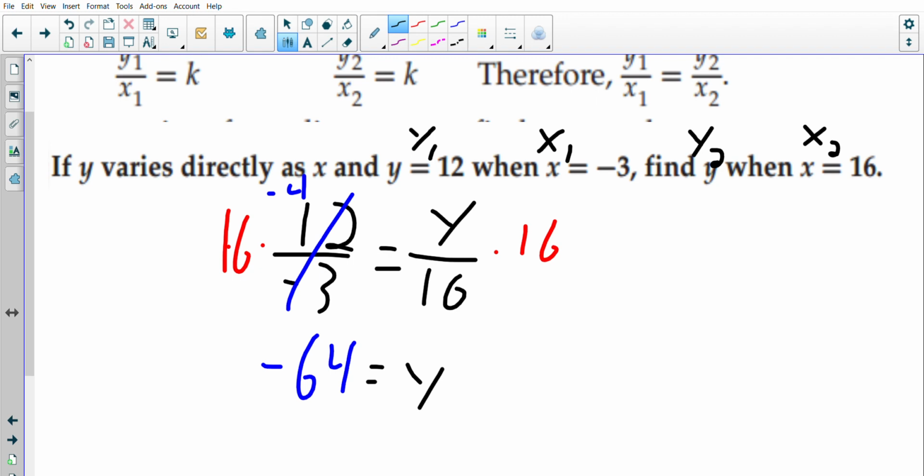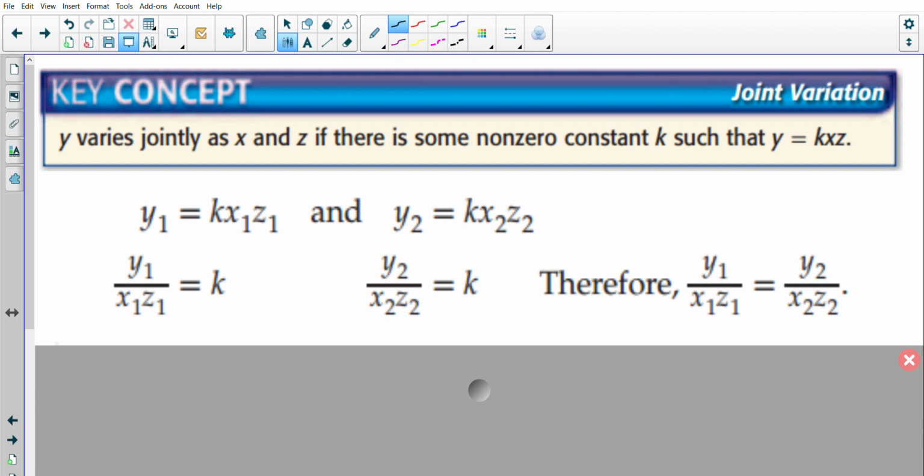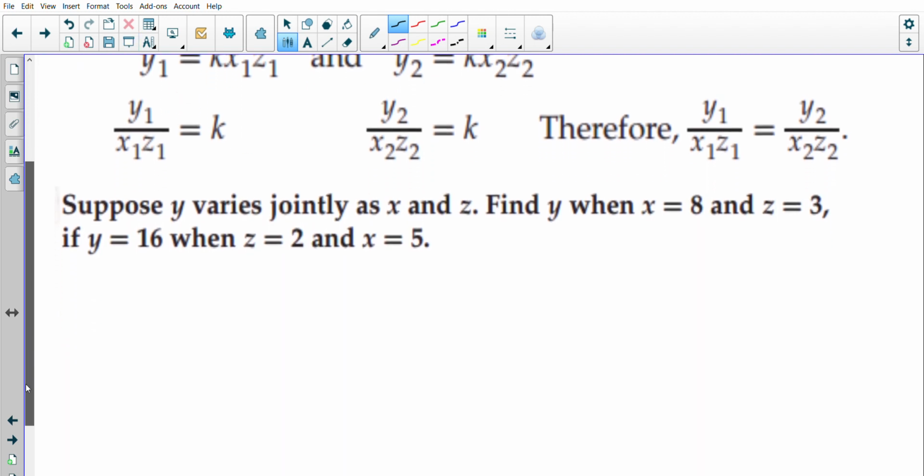So it's really nice when we can use proportions. Makes things a lot easier. Okay? So now we'll talk about joint variation. That is when y varies jointly as x and z if there is some non-zero constant k such that y equals k times xz. And the same thing, we can rewrite these if we have two different situations with the same constant of variation. We can rewrite both of them and set up another proportion. So we could rewrite them as y sub 1 over x sub 1 z sub 1 equals y sub 2 over x sub 2 z sub 2. So once again, we're going to use that proportion to help us solve.